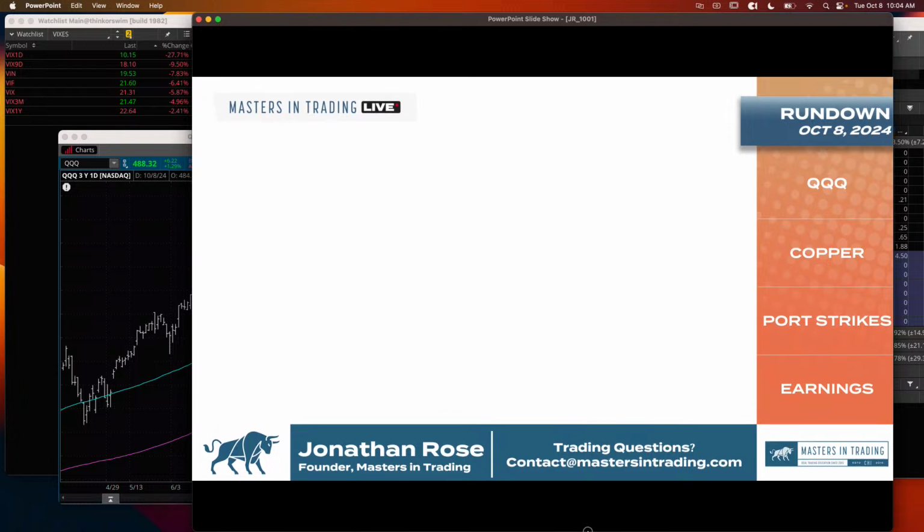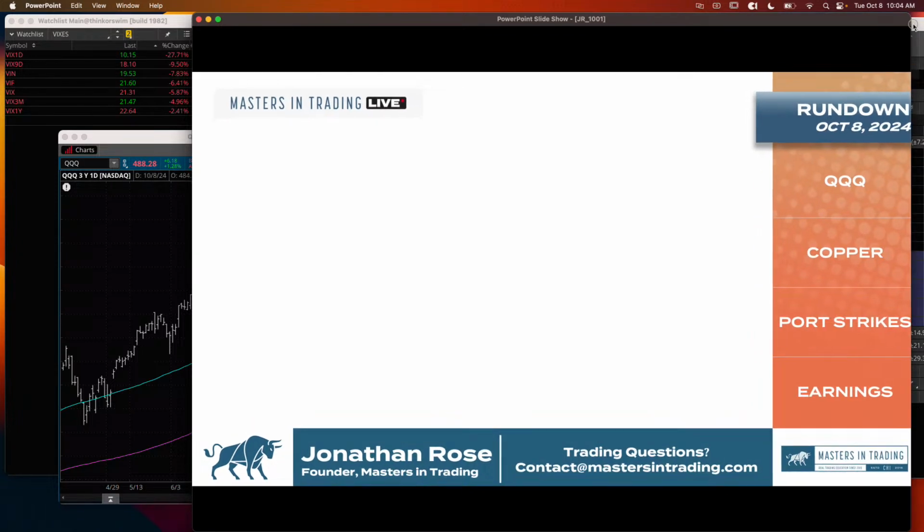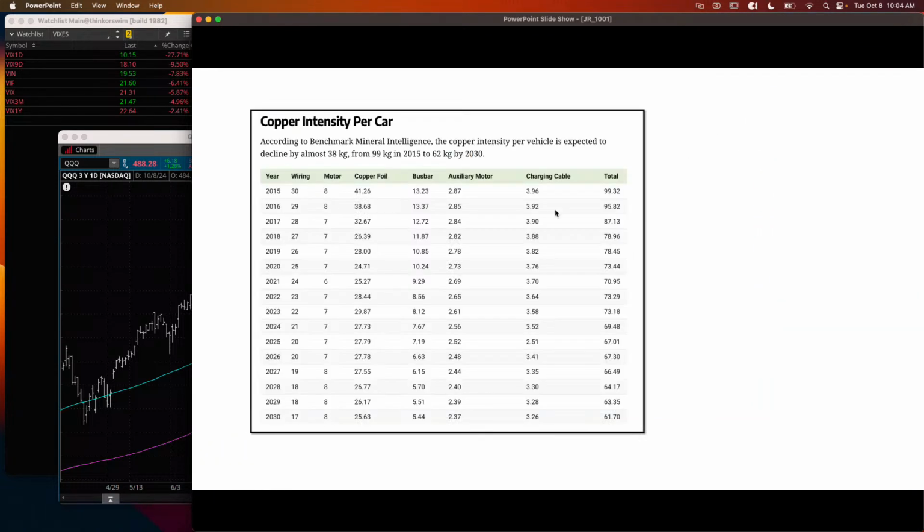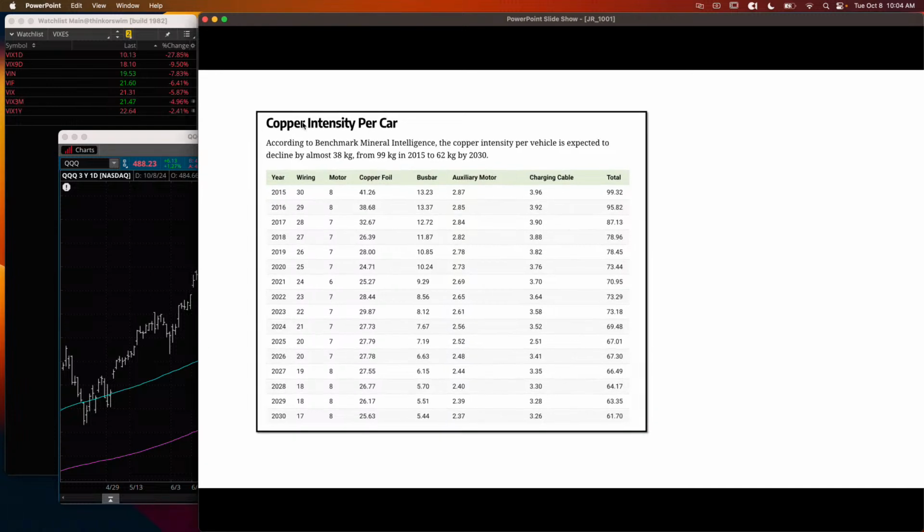Let me open the PowerPoint. And we're going to go on. I thought this was pretty cool. And I'm sharing this because it surprised me, and so I wanted to share it with you guys. Now, copper intensity per car. So there's always an argument that there's not enough copper in the world because it's going to go all into electric vehicles. As much as I kind of believe in the long-term nature of copper, and I'm a copper bull, this is really interesting to me. And it's something that, I don't know, kind of surprised me. Maybe it'll surprise you as well.